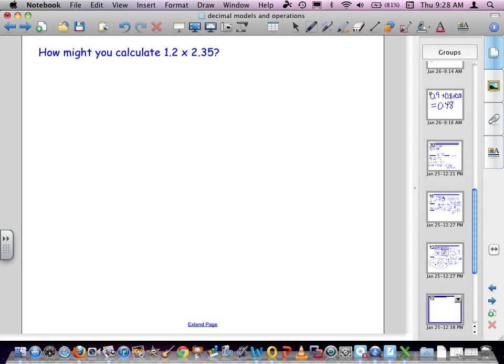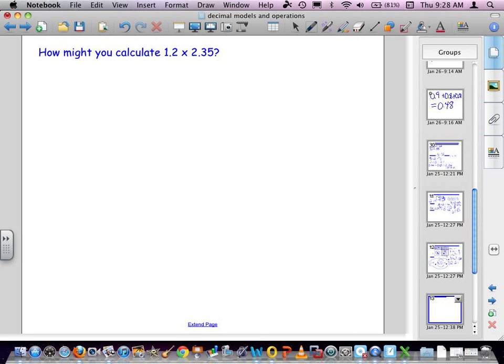So how might you calculate this? What else might you do? I might do it all in my head. You might do it all in your head. And when you do it in your head, are you lining them up and carrying stuff and moving decimal places, like you were drilled to do?